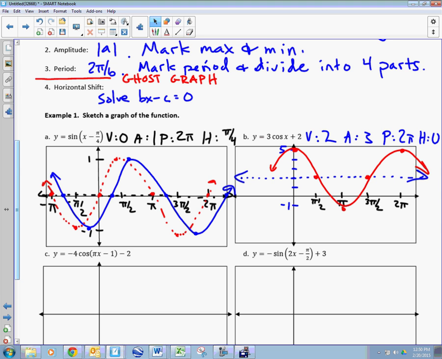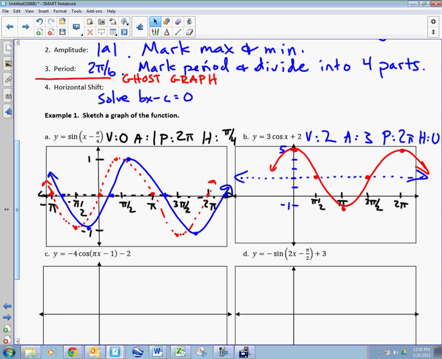Do you see it? I mean, doesn't that look nice? And by comparing the regular graph to the ghost graph, you are confident that it shifted pi over 4 units, aren't you? Because I could grab that blue graph, and look at that. Just pull it right over it, and there it is. It maps right on top of it. So you can be confident that that's the right graph.